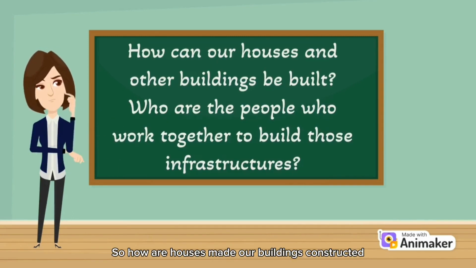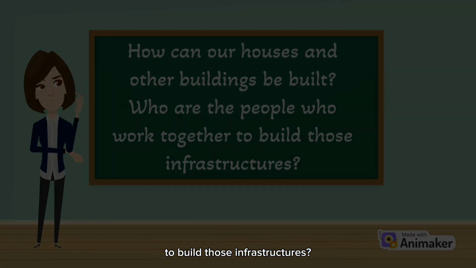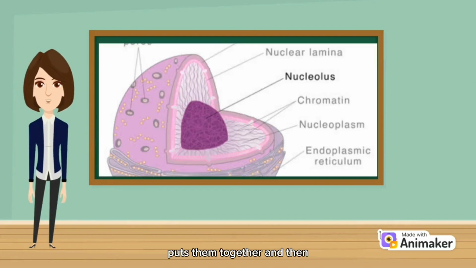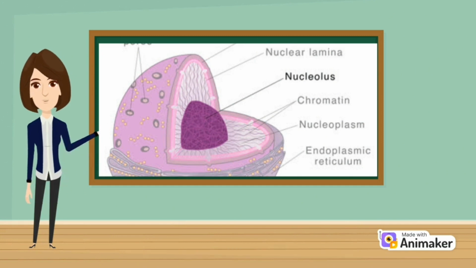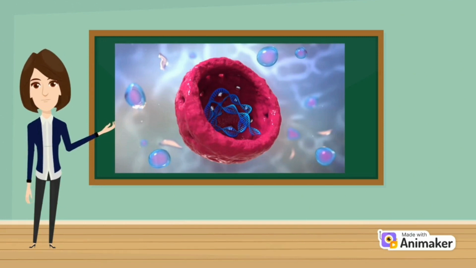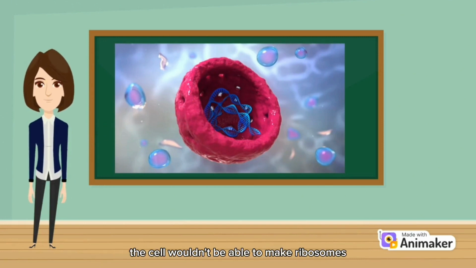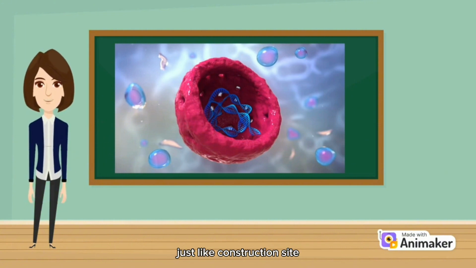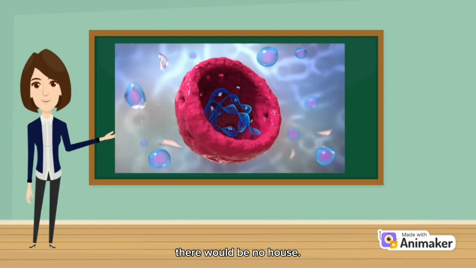So, how are houses made or buildings constructed? And who are those people that work together to build those infrastructures? The nucleolus makes all the parts needed to build the ribosomes, puts them together, and then sends them off to be used in protein synthesis, sort of like how construction workers use their tools to build a house. Without the nucleolus, the cell wouldn't be able to make ribosomes and wouldn't be able to function properly. Just like a construction site without workers and tools, there would be no house.